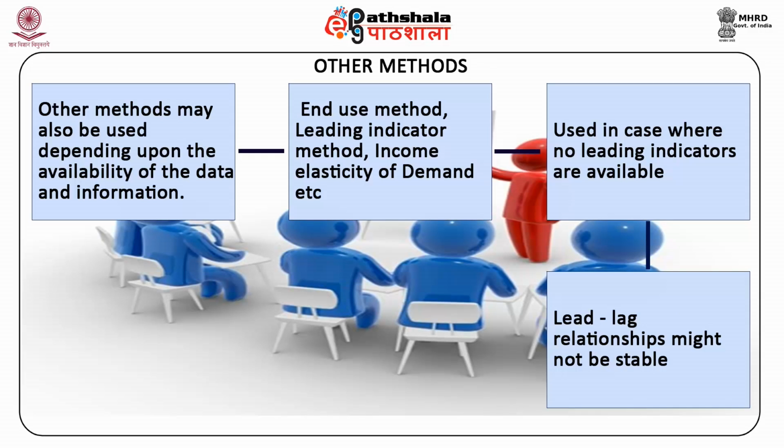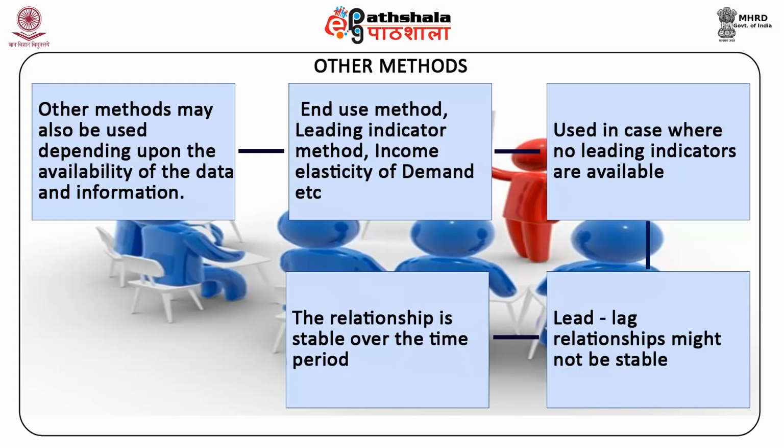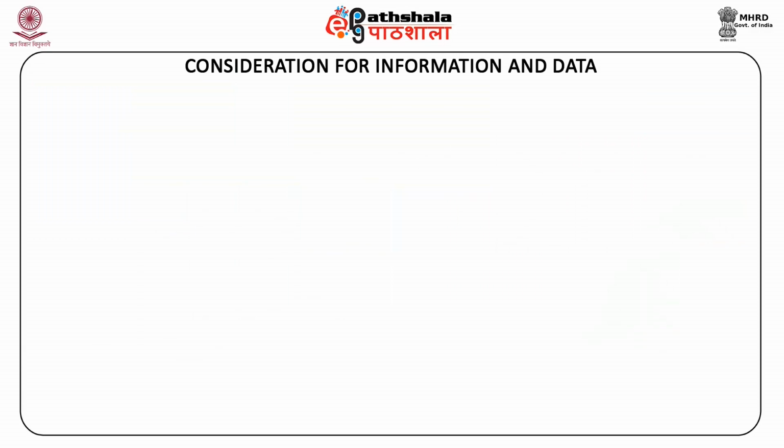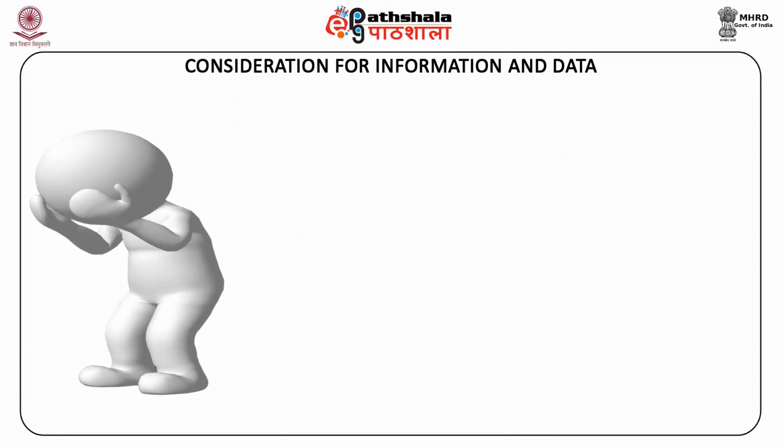At times, it may be difficult to estimate the future expected outputs of a selected project. Causal forecast approach works in case the nature of the causal relationship is properly known, the relationship is stable over the time period, and the causal variables are difficult to predict. Next, we will discuss the considerations for information and data.